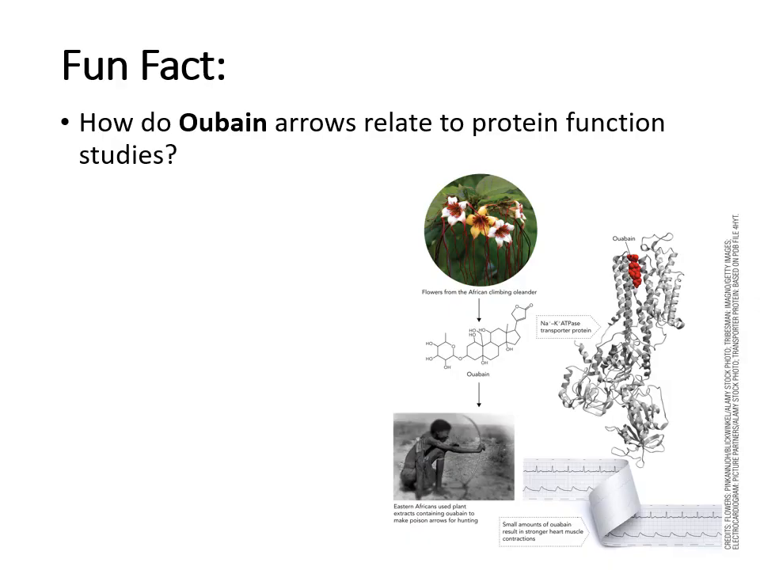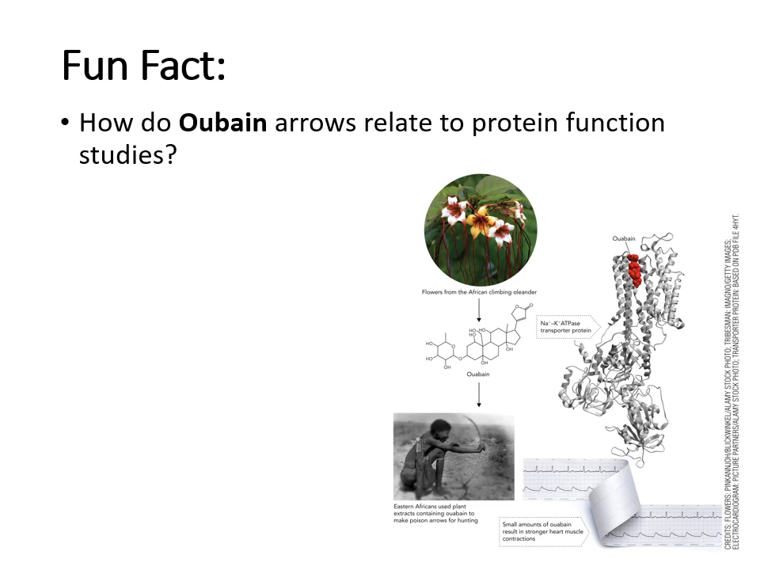At the beginning of a lot of these lectures, I like to throw in a fun fact to relate what we're looking at to some of the interesting health implications or historical implications. And so this slide is to show us how ouabain arrows relate to the topic of protein function. Tribes actually used to use ouabain-tipped arrows as poison arrows, and they got that from plant extracts.